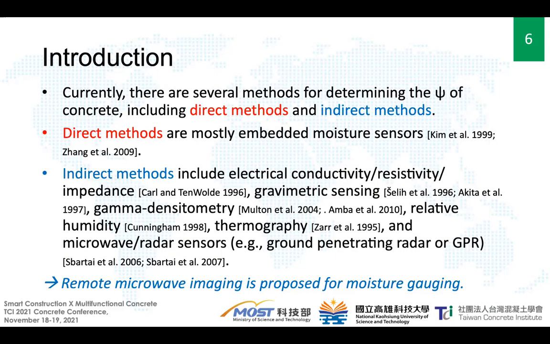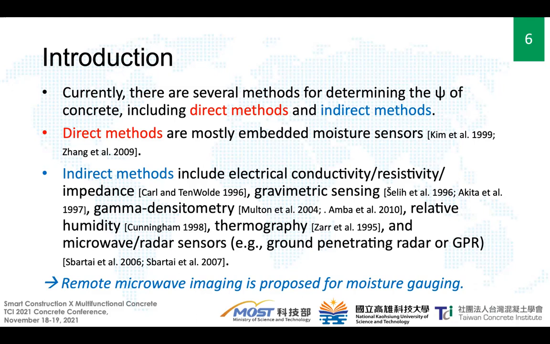At the present time, there are two different categories of techniques that can be used to inspect the moisture content of concrete structures. One category is called the direct methods, the other indirect methods. Direct methods are usually associated with the use of embedded moisture sensors. In a way, they are destructive. Indirect methods include conductivity, gravimetric sensing, gamma methods, relative humidity methods, thermography methods, and microwave and radar methods.